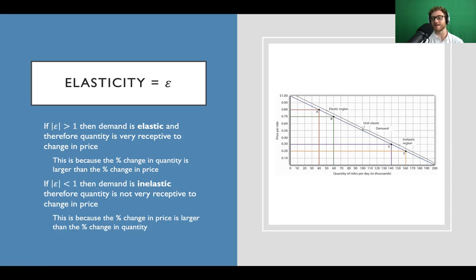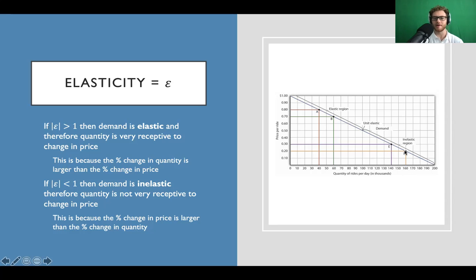If it's inelastic, the quantity is not very receptive to a change in price because the percentage change in price is larger than the percentage change in quantity. Now, again, we're going to look at this graph. You see the inelastic region. You've got dots E and F. E is at a price of 0.3 and a quantity of 140 units. Dot F is at a price of 0.2 and a quantity of 160 units.